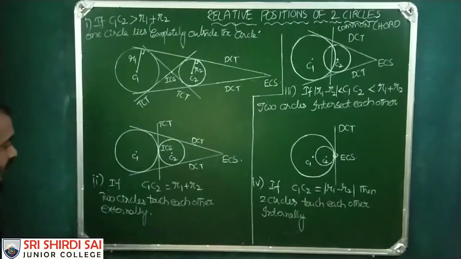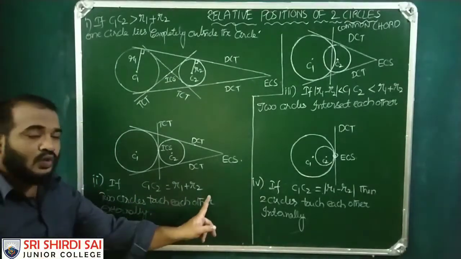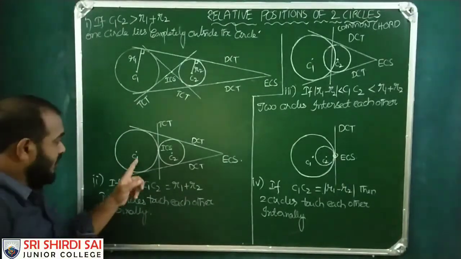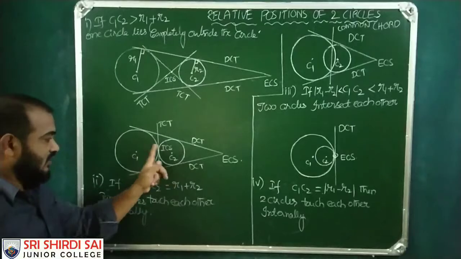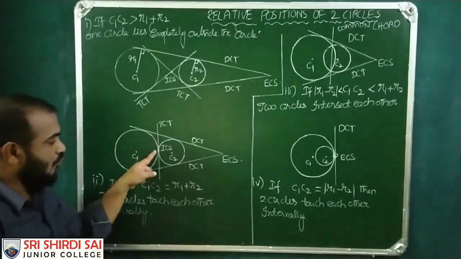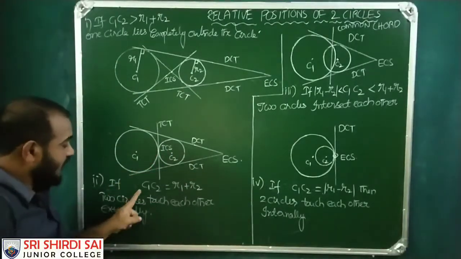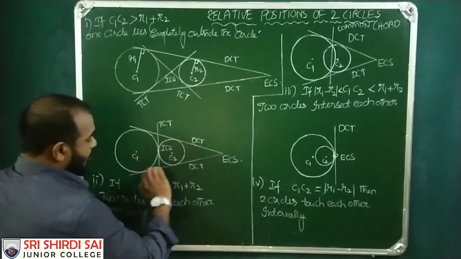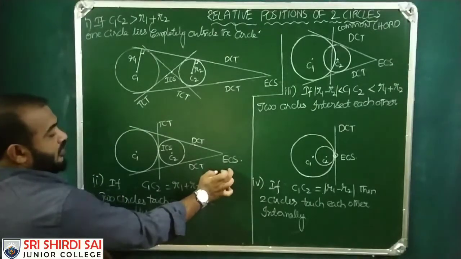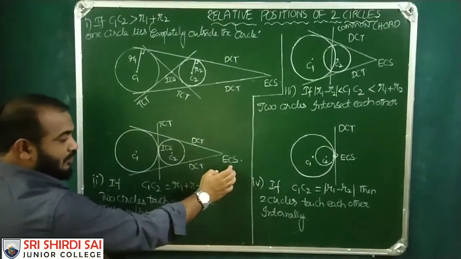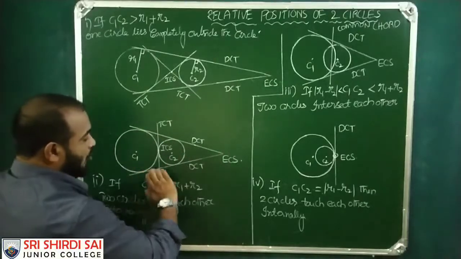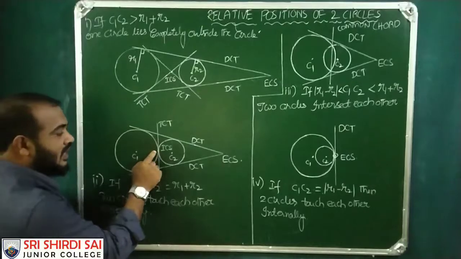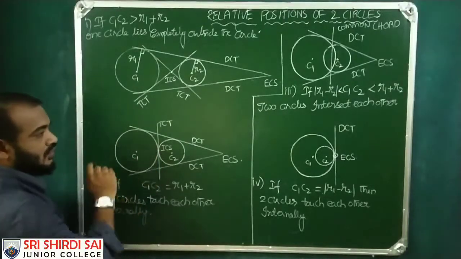Okay. And if C1C2 equals R1 plus R2, the two circles touch each other externally. There are two circles, and they touch each other at this point of contact. In this case there will be two direct common tangents, and this point is the external center of similitude, which is the point of intersection of the two direct common tangents, and one transverse common tangent.